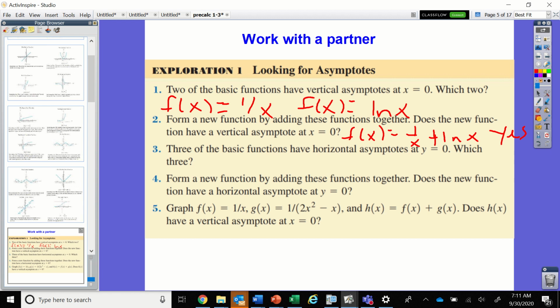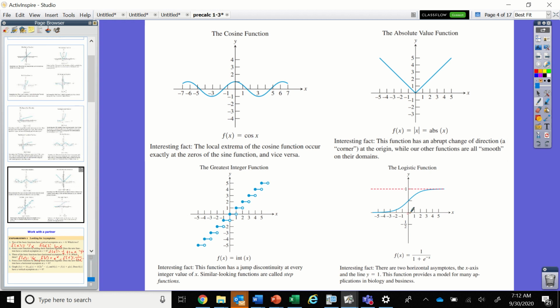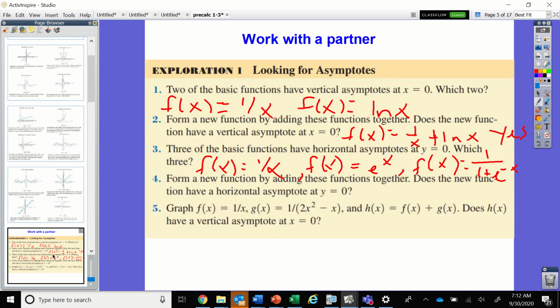Number 3 says 3 of the basic functions have horizontal asymptotes at y equals 0. Again, you're just analyzing those graphs. Of course, we saw the reciprocal function 1 over x had a horizontal asymptote at y equals 0. We also saw one for the exponential function e to the x. And to finish up, we had one for our logistic function, 1 over 1 plus e to the negative x. You're just going back to that graph and taking a look at where you find your horizontal asymptotes. In this case, they wanted the x-axis, and you can see where those are going to be.